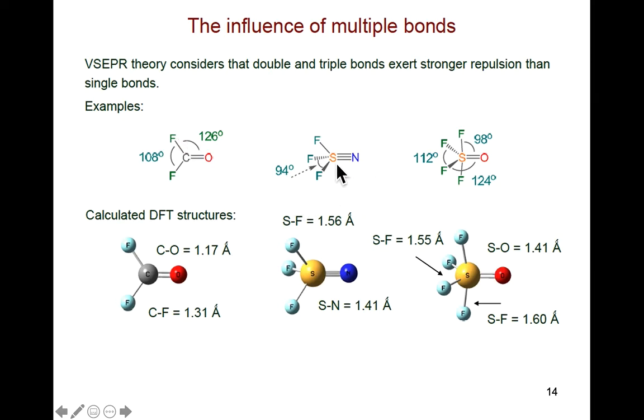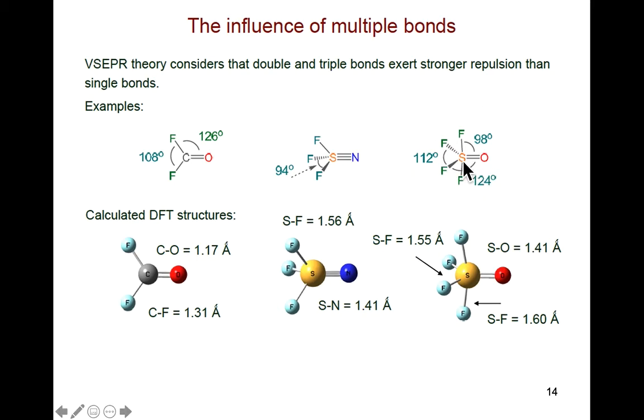Here's just another example of this. We can have this weird structure here where we have sulfur triple bond N attached. So in a perfectly tetrahedral structure, this angle would be 109.5. But the fact that this is a triple bond, which is much more repulsive than the SF single bonds, these angles all get pushed down from 109.5 to 94.